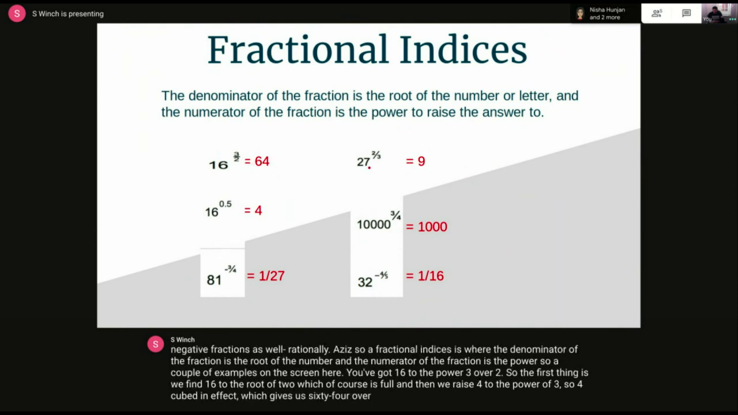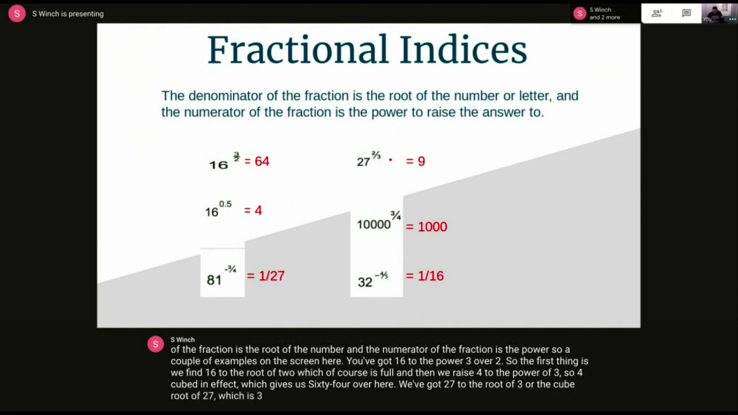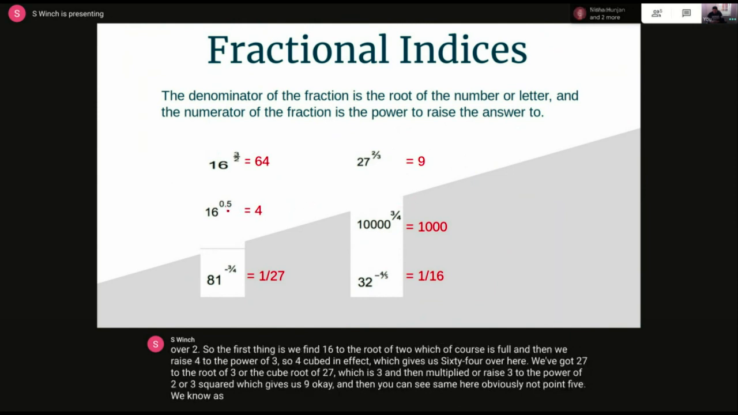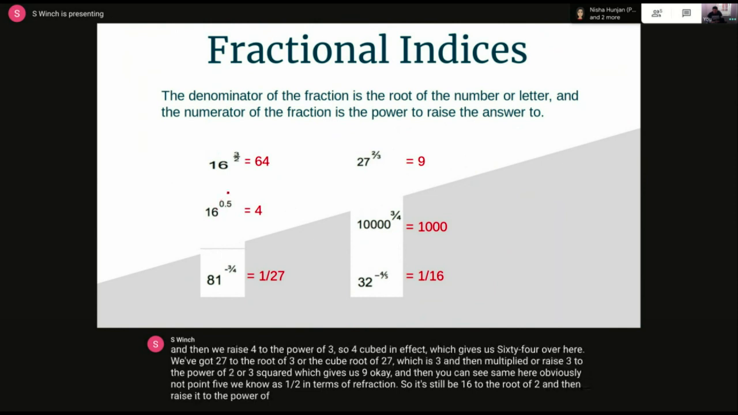Over here we've got 27 to the root of 3, or the cube root of 27, which is 3, and then raise 3 to the power of 2, or 3 squared, which gives us 9. And then you can see, same here, 0.5 we know as 1/2 in terms of a fraction, so it would still be 16 to the root of 2, and then raise it to the power of 1, which means it stays as 4.